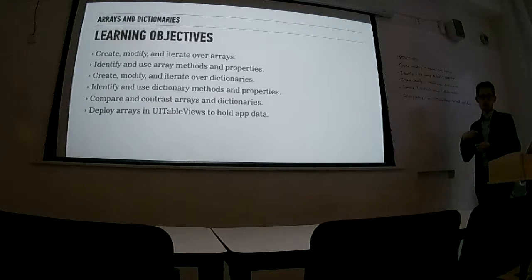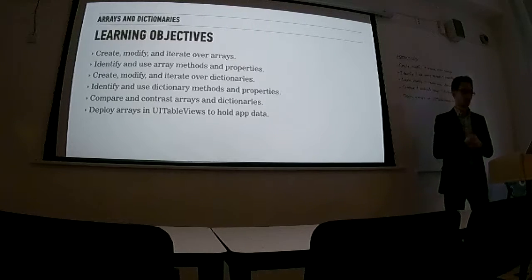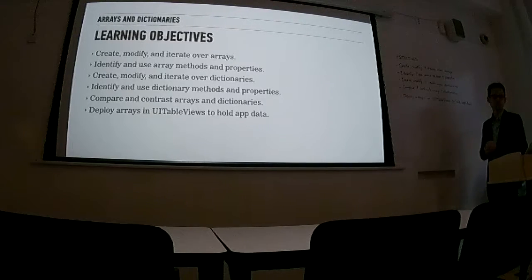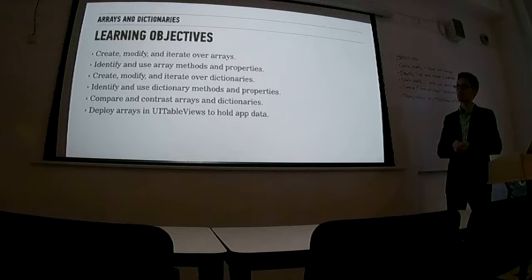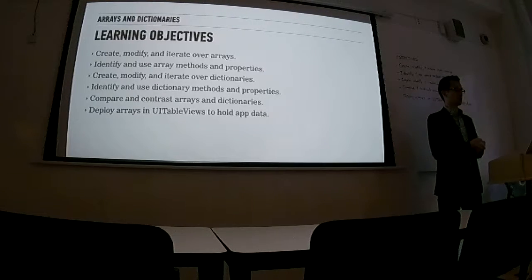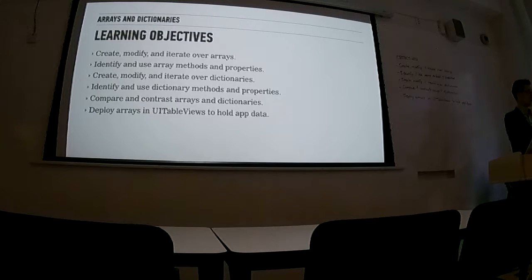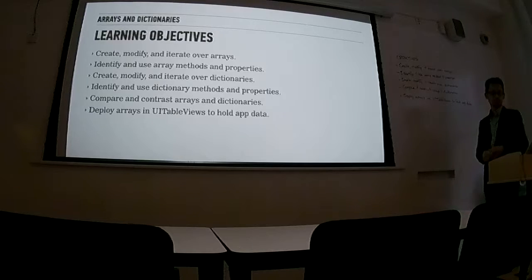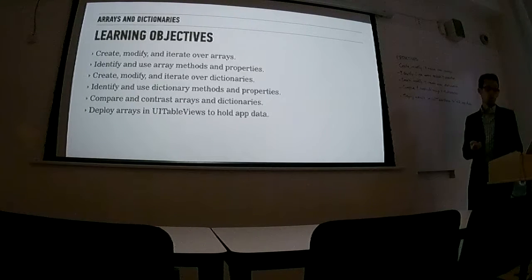So today, create, modify, and iterate over arrays. We'll discuss what arrays are here in a minute. Identify methods and properties of that data structure. And then talk about another data structure called a dictionary, and to be able to create, modify, and iterate over those, and call its methods and properties. And then give you enough knowledge to know the difference between them, and then deploy them in a table view. So we're actually going to give an app the ability to hold user data.